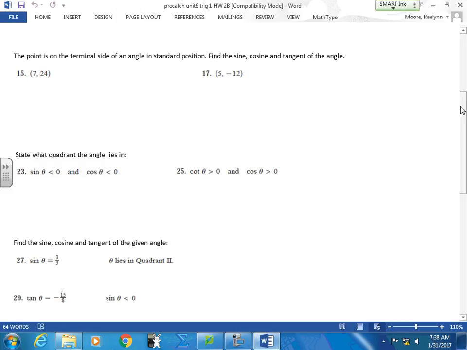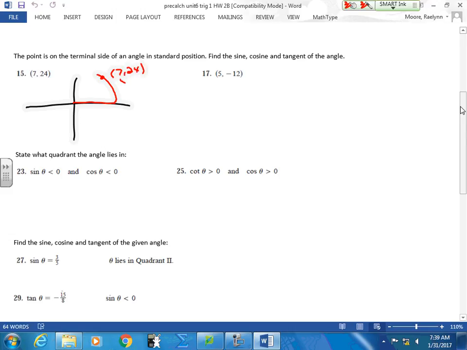All right, take a look at number 15. A point is on the terminal side of an angle in standard position. We just need to find the sine, cosine, and the tangent. So we need to locate this guy. So what quadrant does 7, 24 fall in? 1. Which means I start my circle here. I go counterclockwise, and then somewhere over here is 7, 24.